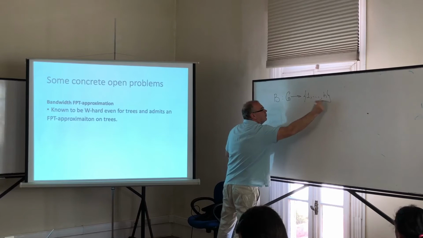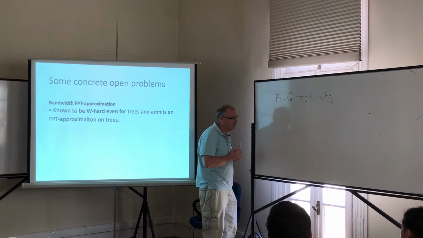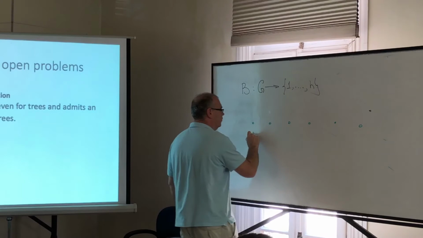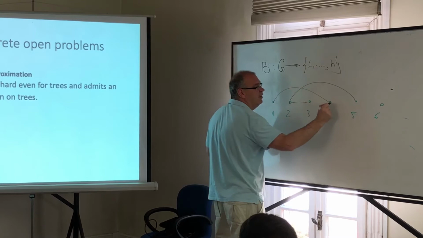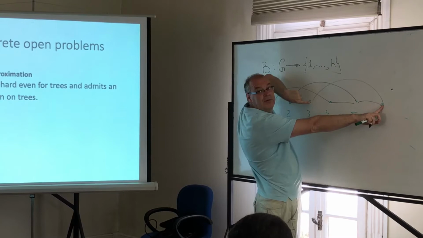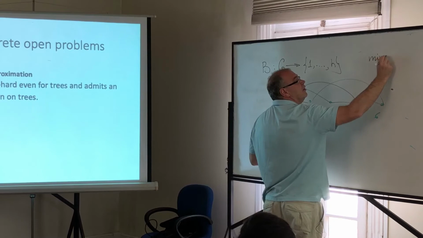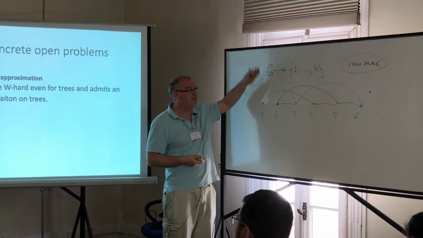So I want to number the vertices of the graph from 1 to n. So basically, I want to put them on a line. And I want to minimize the maximum edge stretch. So when I have my graph embedded in the line, for every edge, I can compute the length of the edge given by this numbering. And then I want to minimize the maximum of this stretch. So I want to find the labeling which minimizes the maximum.